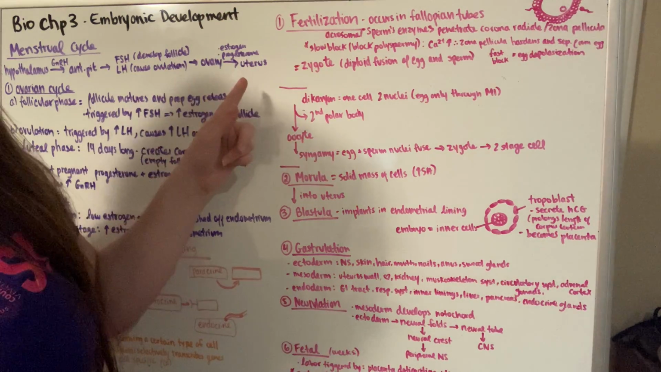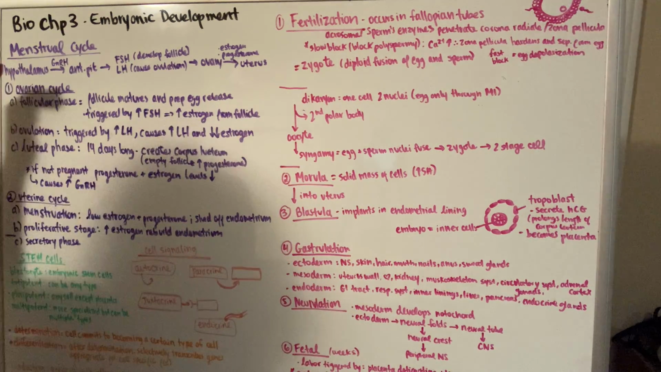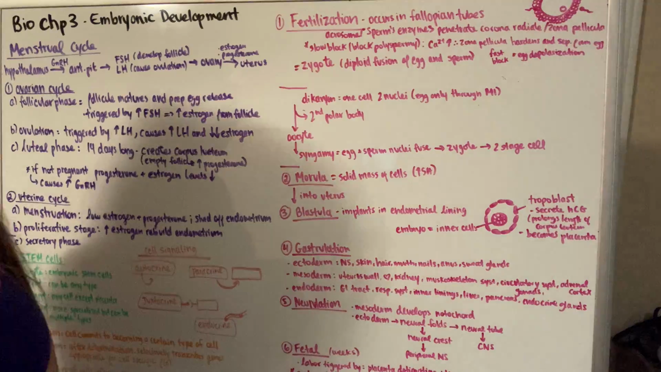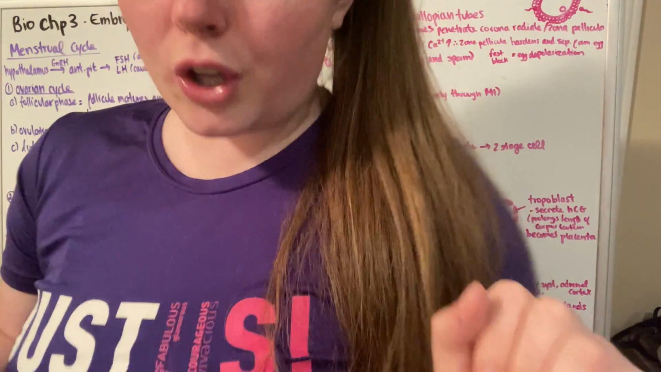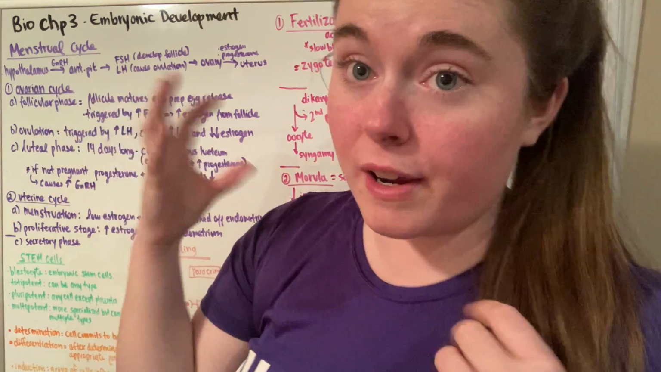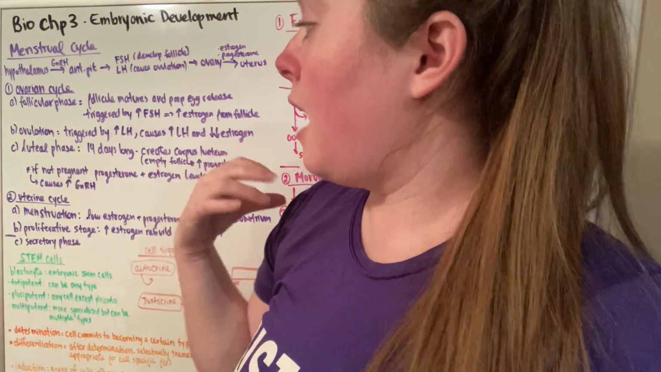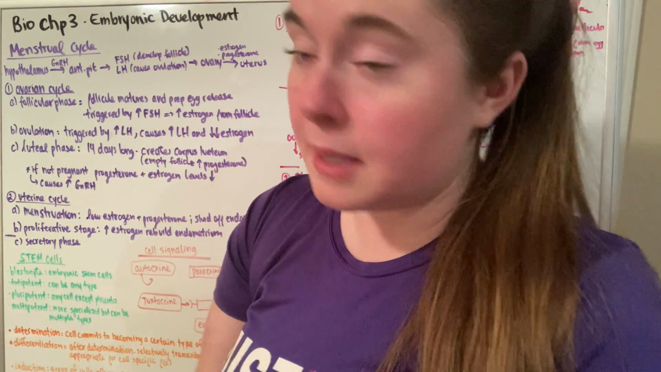and act on the uterus. And so that's just the outline of what happens. And we have these steps here that we're going to go over as well. So first we have the ovarian cycle and the uterine cycle. So the ovarian cycle is what's occurring in your ovaries, and the uterine cycle is occurring in the uterus.